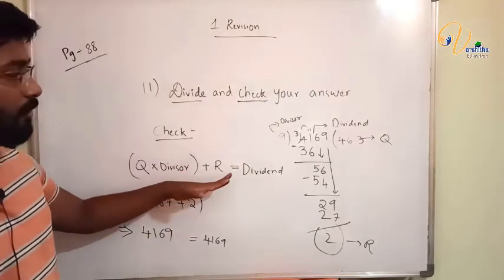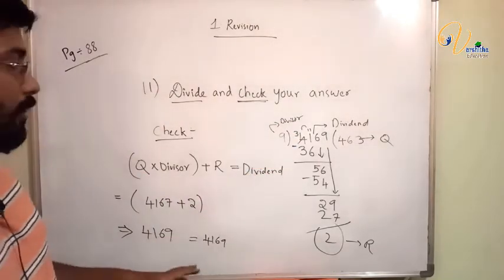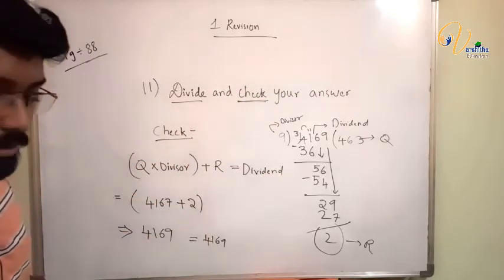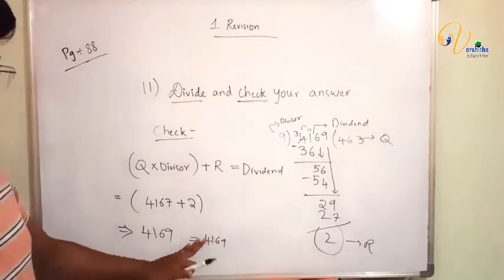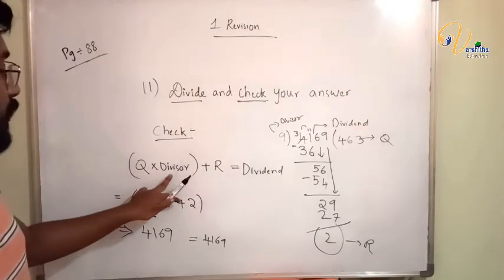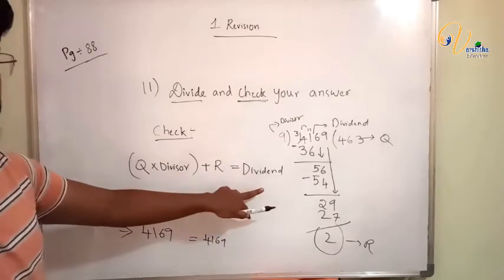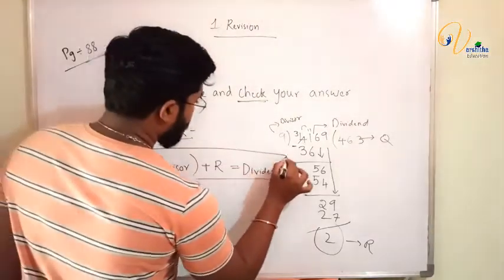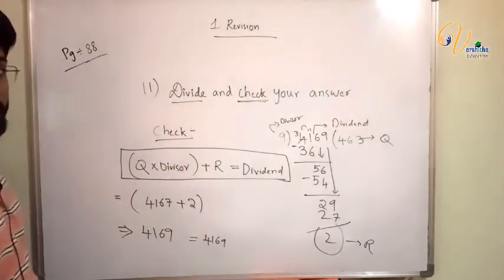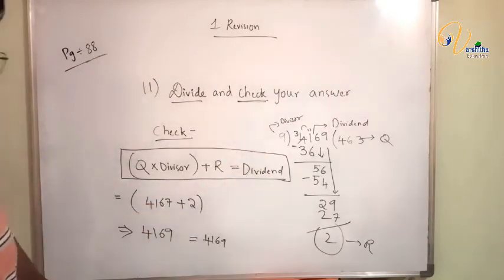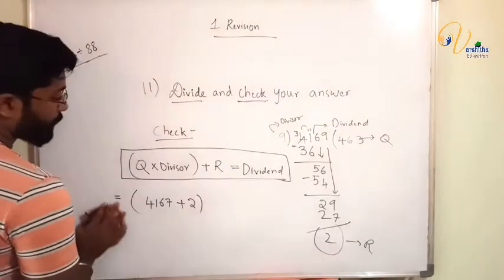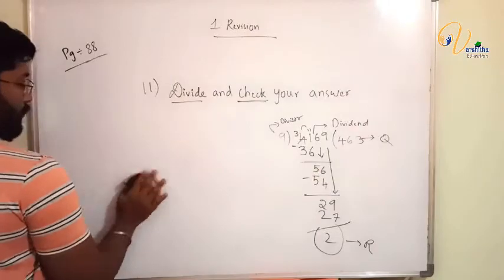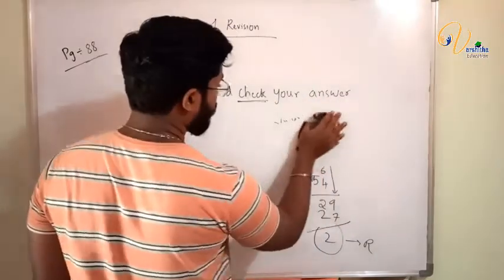So if you do all this process, the result must be equal to the dividend. If it is so, whatever you did is correct, or else it is wrong. So quotient into divisor plus remainder is equal to the dividend. You should get this ultimately for checking. If both are not equal, that means you made some mistake, so you have to check once again. That's all. This is the important formula or important operation to check.